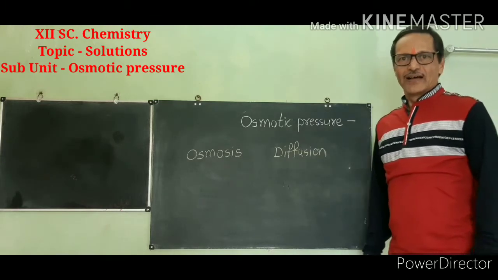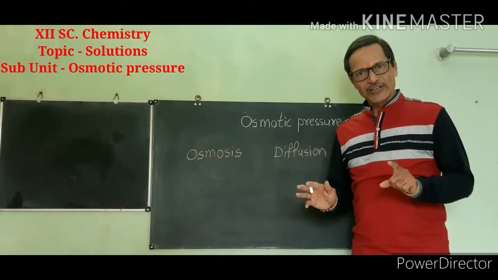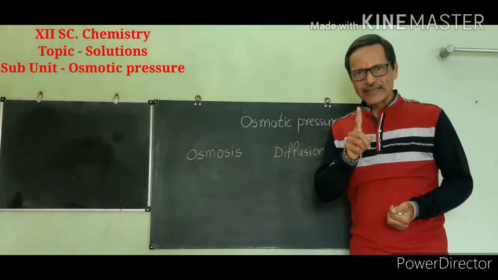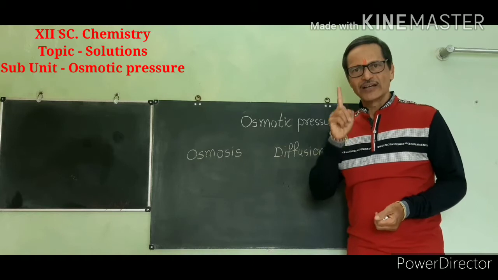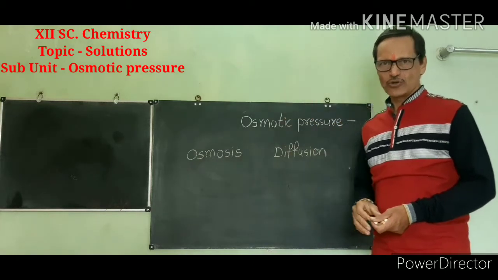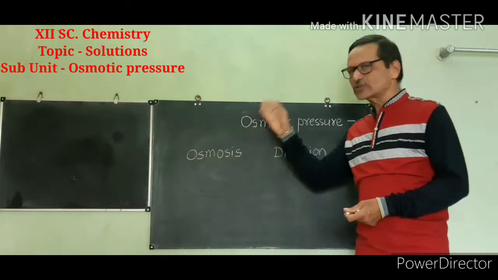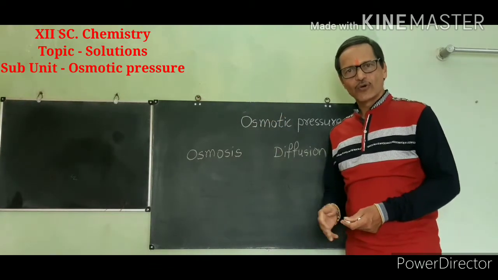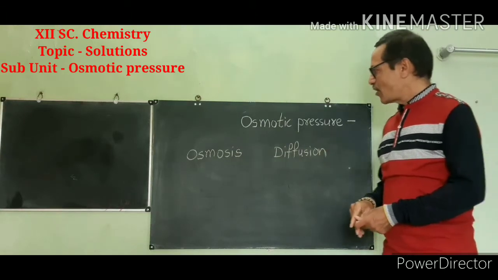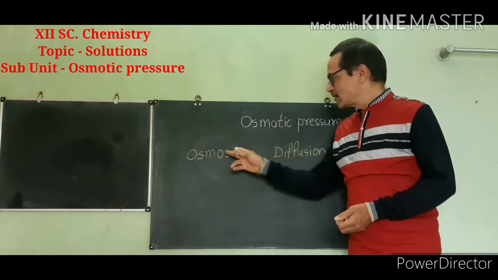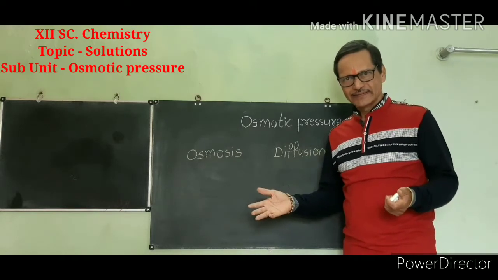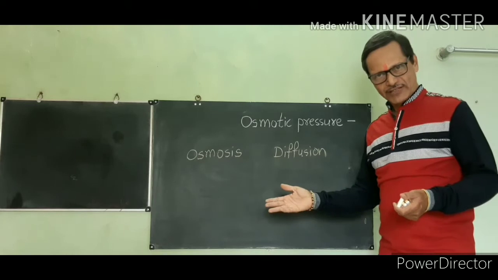In the colligative properties we have seen that the colligative properties are the physical properties which depend on the number of solute particles in the solution. So this is the fourth colligative property that we are going to see: osmotic pressure. Osmotic pressure comprises osmosis, semi-permeable membrane, and then osmotic pressure.